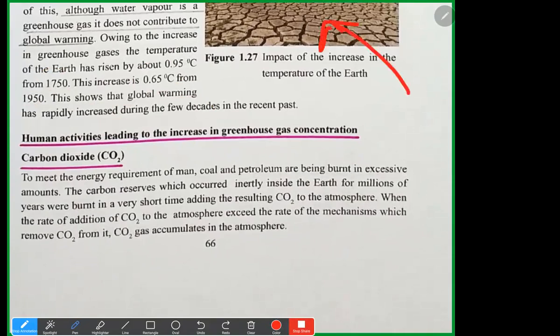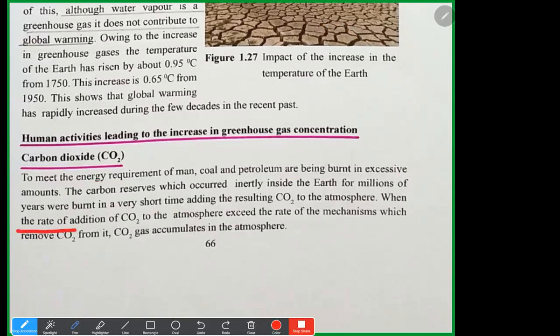Human activities leading to the increase in greenhouse gas concentration. Carbon dioxide: to meet the energy requirement of man, coal and petroleum are being burnt in excessive amounts. The carbon reserves, which occurred inertly inside the Earth for millions of years, were burnt in a very short time, adding a resulting carbon dioxide to the atmosphere.